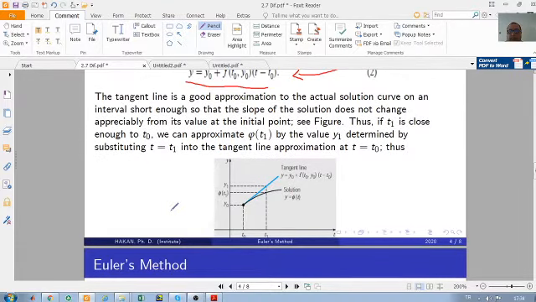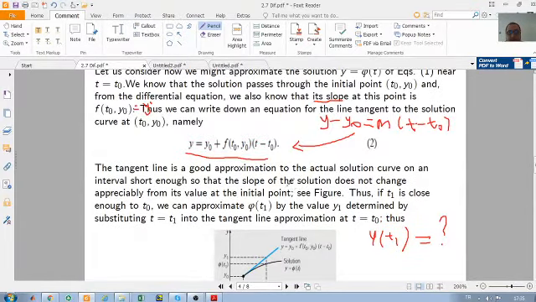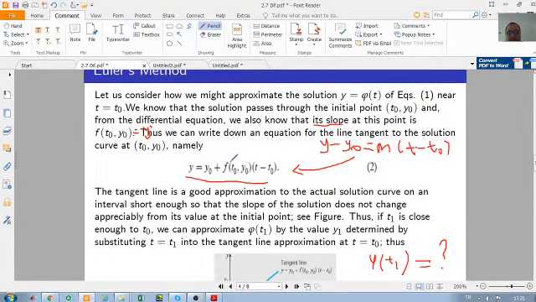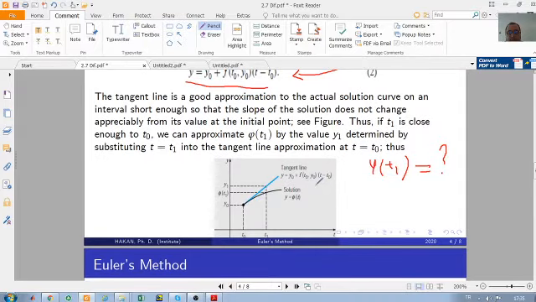Therefore, if t1 is close enough to t0, namely we want to find the value of the solution function at the point t1. What is the value of the solution at this point? For this we will benefit from the tangent line at the point t0, y0.